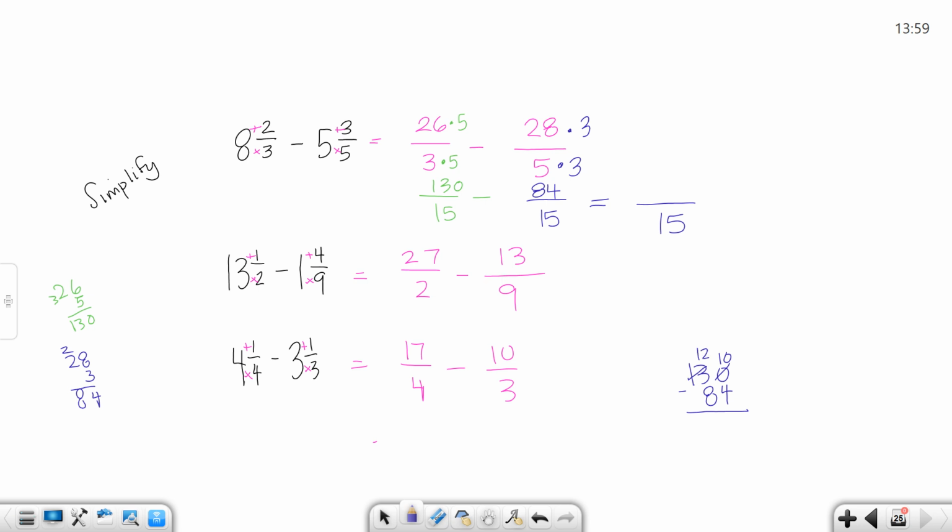10 minus 4 is going to give me 6. And 12 minus 8 is going to give me 4. So this is going to be 46 over 15. Now you'll have to see how the multiple choice or how my math lab does. It may turn it back into a mixed number. So if they'll accept 46 over 15, great. But if they don't accept it, then you have to divide it out.